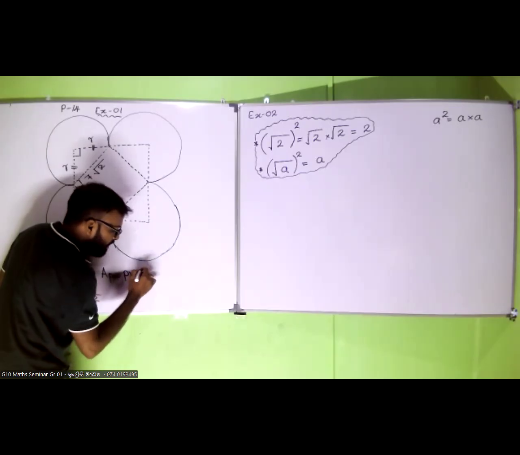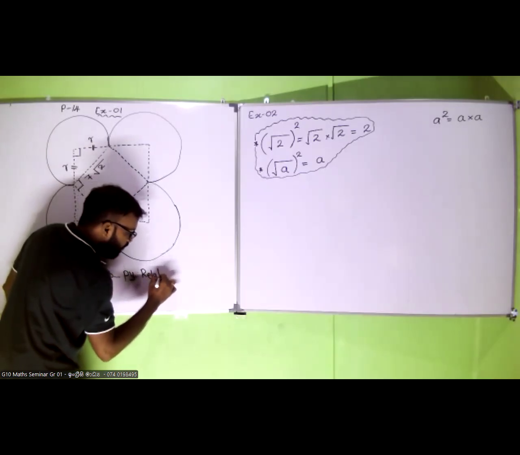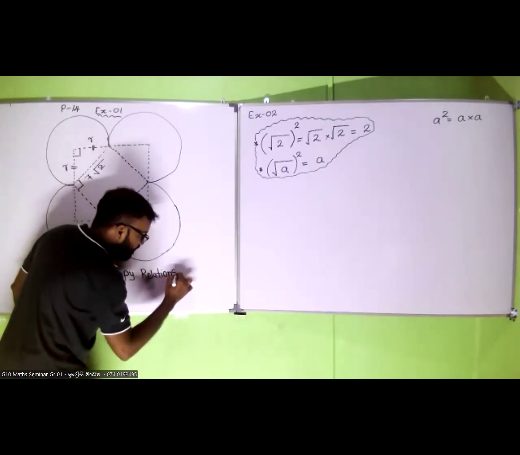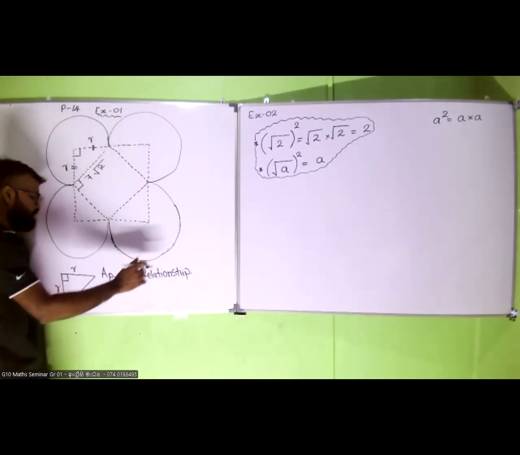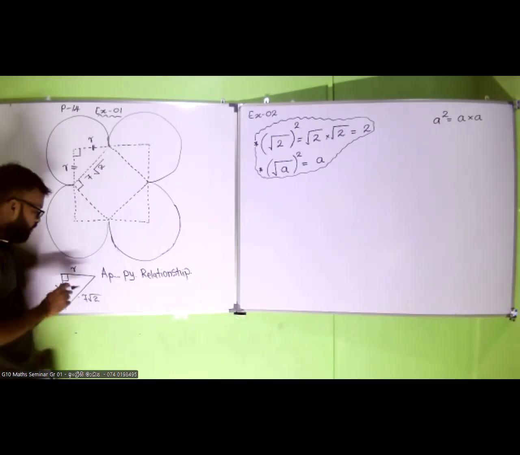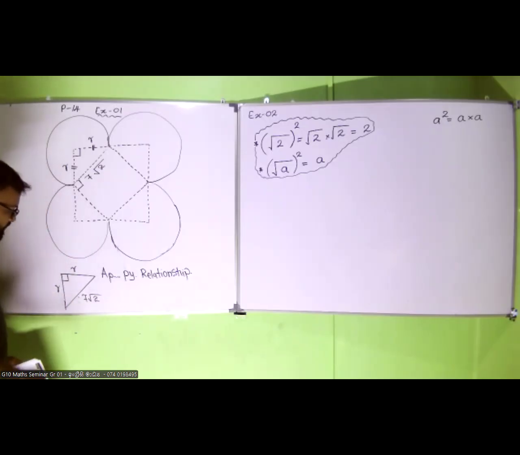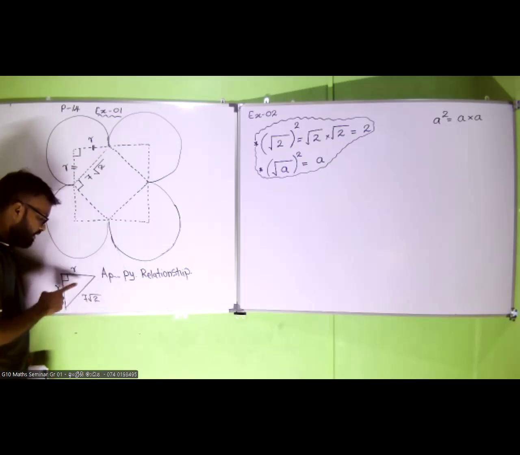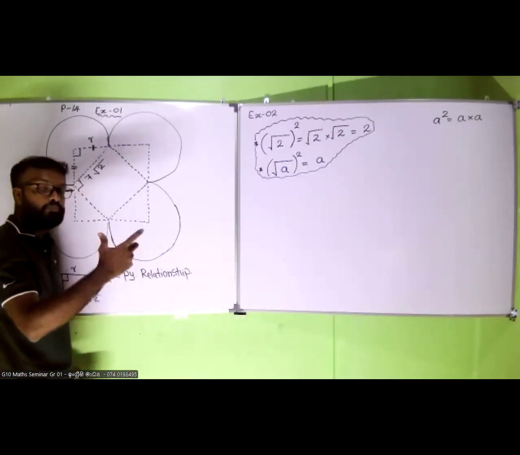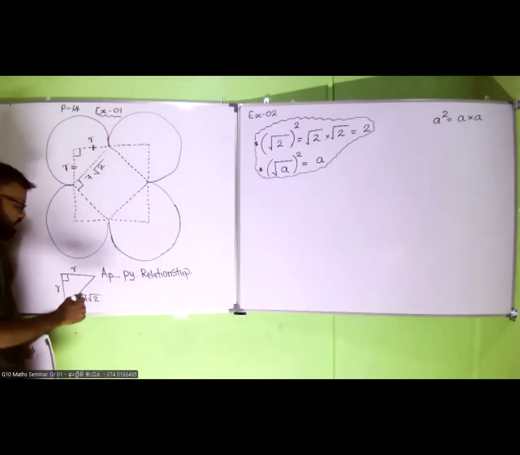Or relationship, right? Normally you have known this as the relationship. Apply the Pythagoras relationship on this. The Pythagoras relationship says that the area of the square drawn on the hypotenuse of the right angle triangle will be equal to the summation of the areas of the squares drawn on the other two sides. That is the meaning of the Pythagoras relationship. Correct? So that is what I am going to do now.